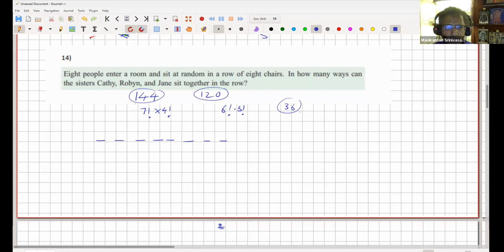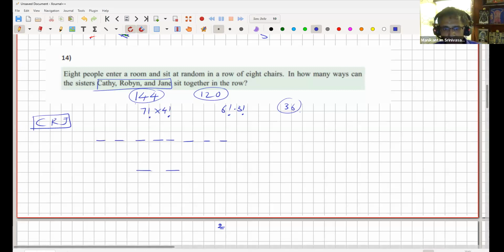Again, very similar to what we have done. So these three you want to put in a box. So C, R, and J, let's pack them in a box, and then we'll open the box later, right? So now there are only 5 remaining people and this box.